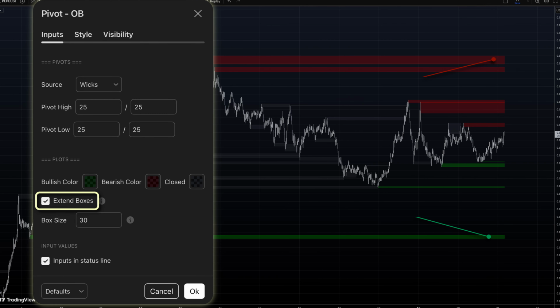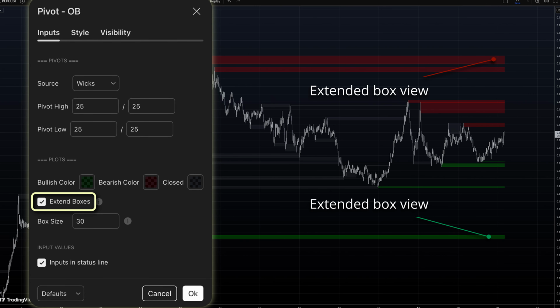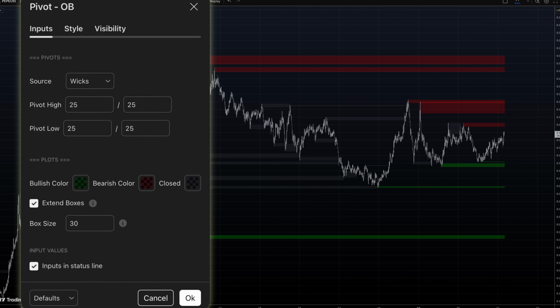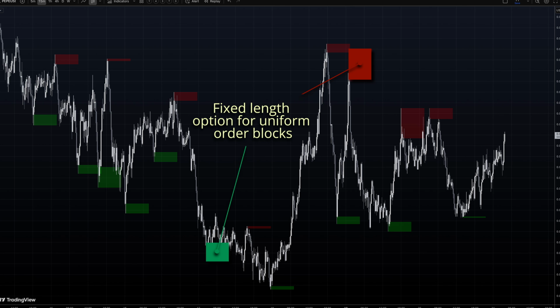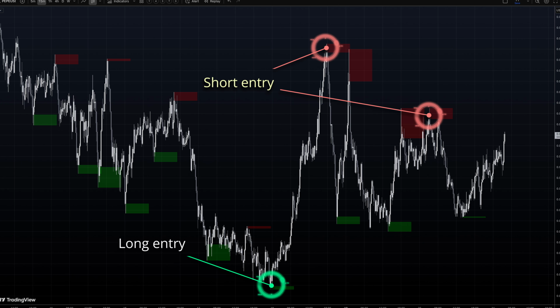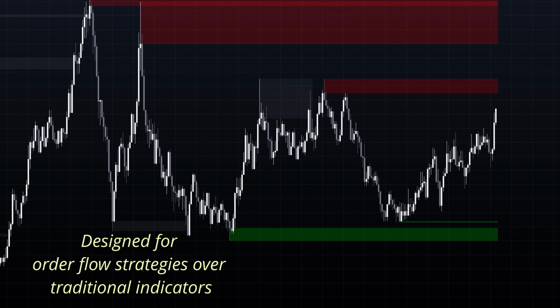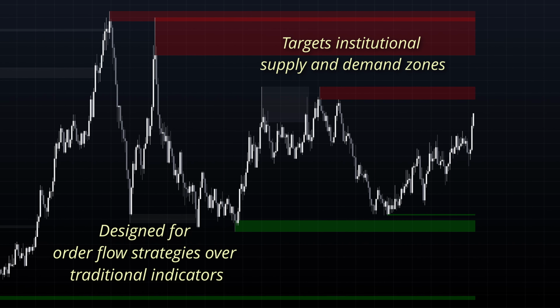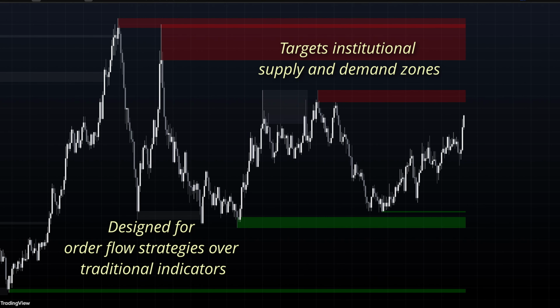The extension feature allows boxes to dynamically grow until price touches them, simulating how these order zones may influence future price movement. Alternatively, users can set a fixed box length if they prefer a more consistent visual representation. Traders can use these order blocks as potential entry and exit zones, with bullish blocks serving as possible buying opportunities and bearish blocks as selling zones. The indicator is particularly useful for order flow trading strategies that focus on institutional supply and demand zones rather than traditional technical indicators.